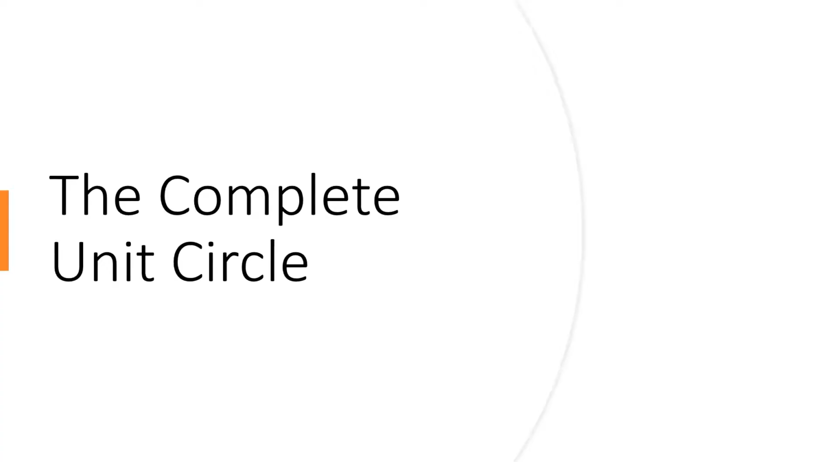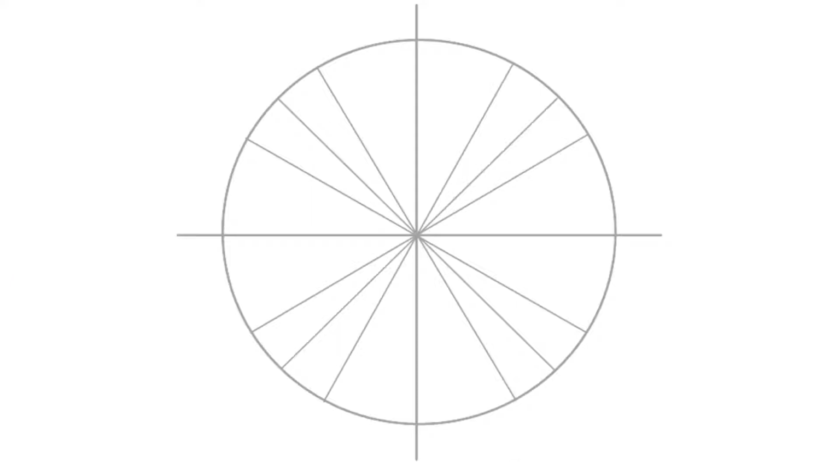Since we've already looked at quadrant 1 of the unit circle, let's go ahead and look at the complete unit circle. Notice the patterns to help you establish the values that we need to memorize. The unit circle has a radius of 1. First, I'm going to start by labeling the degree measures around the circle. 0 degrees, 90 degrees, 180 degrees, 270 degrees, and a complete revolution is 360 degrees.